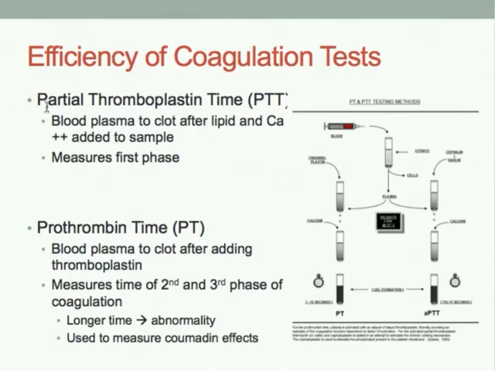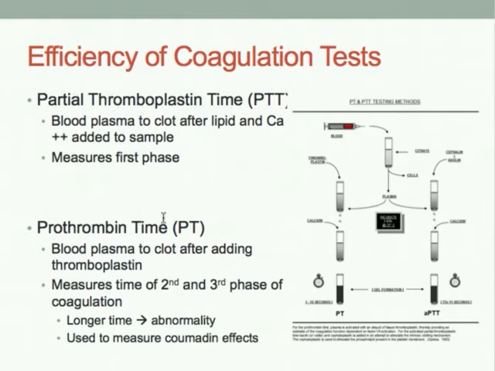So the first one is partial thromboplastin time, the PTT test. So that's when you would take a blood draw from a patient, you add some calcium, and you see how long it takes for it to clot, because you need calcium with tissue factor to form the initial coagulation. So that measures to see if it's a first phase coagulation disorder. So that would be things like hemophilia, von Willebrand's, all those disorders we talked about are first phase.